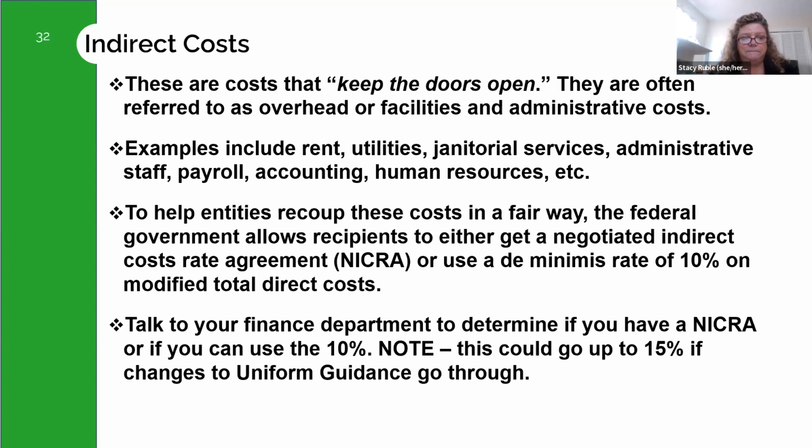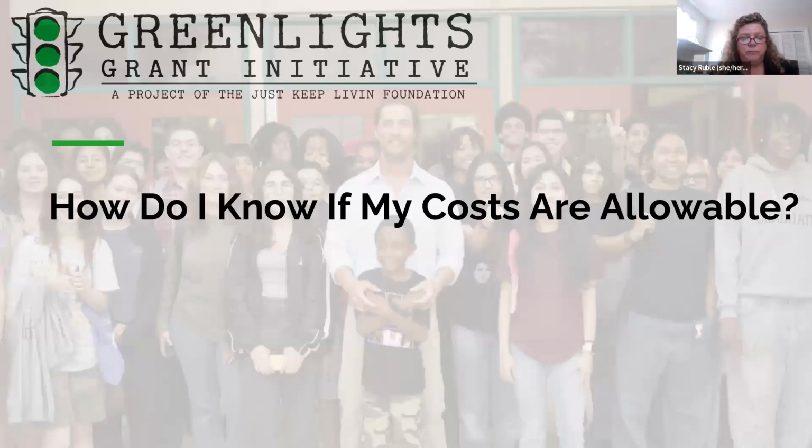Next slide. Okay, so those are all the categories, and I gave you a little bit of information on the kinds of things you might ask for and how to do your narrative. So I'm going to cover a couple more topics and then we'll go to Q&A. So how do I even know if the things I'm asking for are allowable? Next slide.